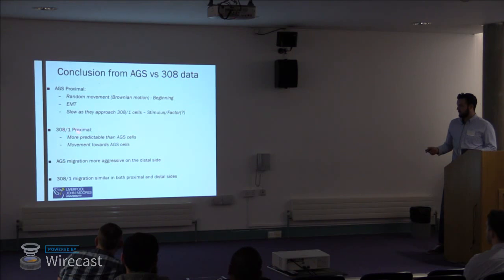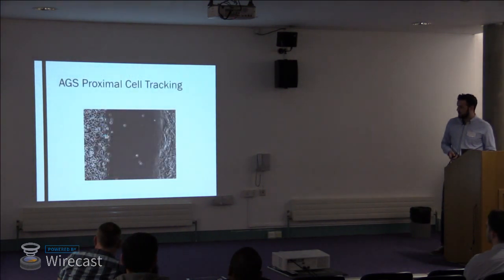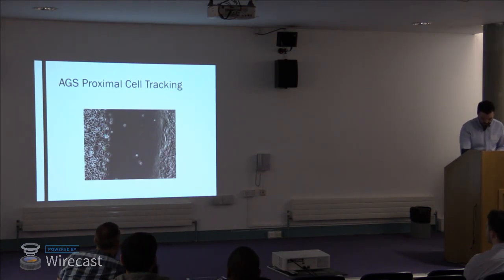The 308-1 proximal cells were a lot more predictable than AGS, and they show clear movement towards AGS cells, through membrane potential being the leading theory at the minute. And we showed that the AGS migration is more aggressive on the distal side, and the 308-1 migration is similar in both proximal and distal sides. So as we were showing up here, the movement looks random. That's where the cell tracking came into it.